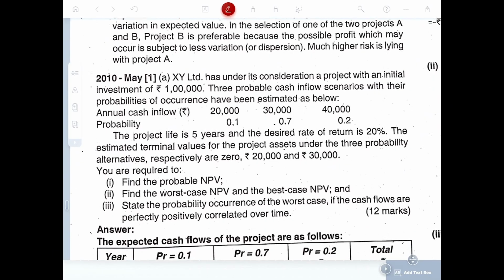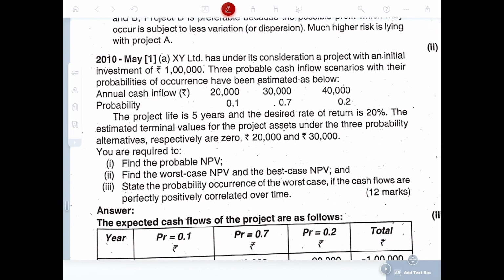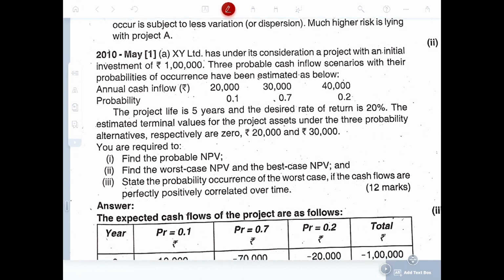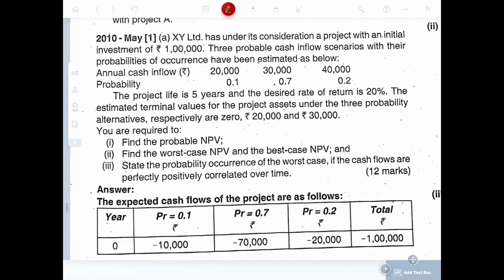Mr. XY has under consideration a project with an initial investment of 1 lakh. Three probable cash flow scenarios are there, with annual cash flows of 20,000, 30,000, 40,000 and probabilities of 1%, 7%, and 20%.